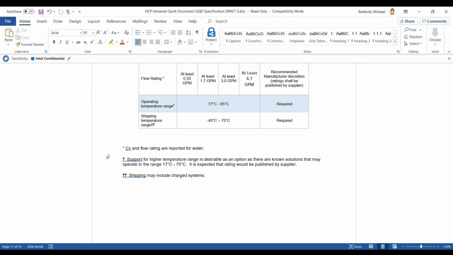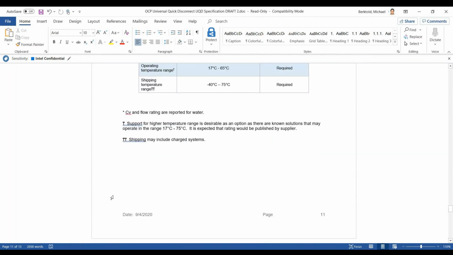The operating temperature range, it's desirable to have a higher range, because we've gone back and forth a number of times on the temperatures and the limiting factor for materials used in the construction of these parts. 75 degrees gets towards the transition temperature for some of the polymers that are used, and so we added that as a goal. Also, those temperatures are based on some analysis that was done internally for maximum expected temperatures that might arise in a system. And then shipping could include charged systems, which is the other caveat we have there for the shipping temperature range.